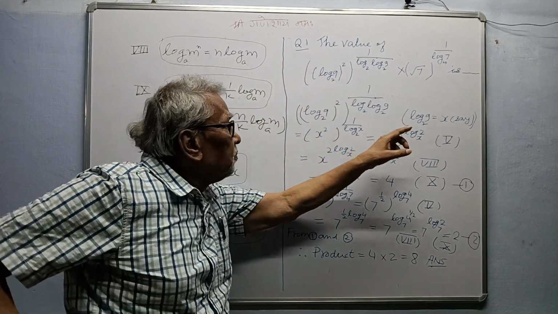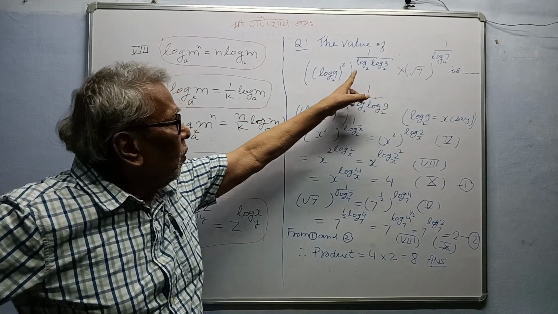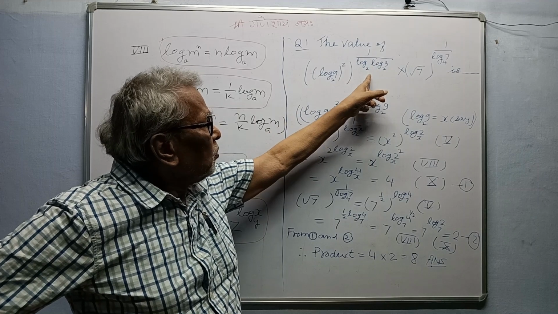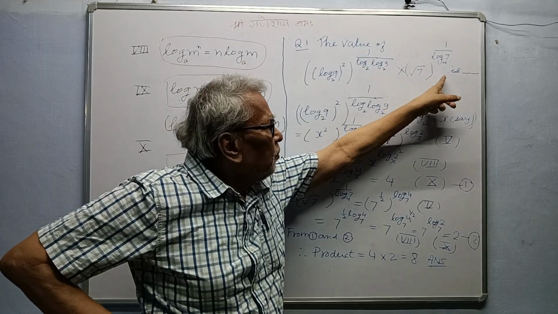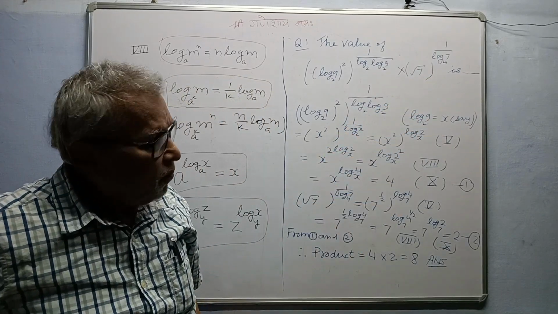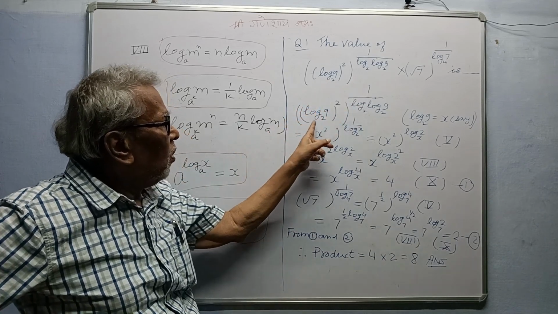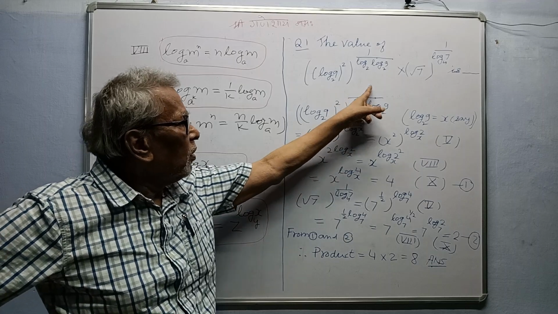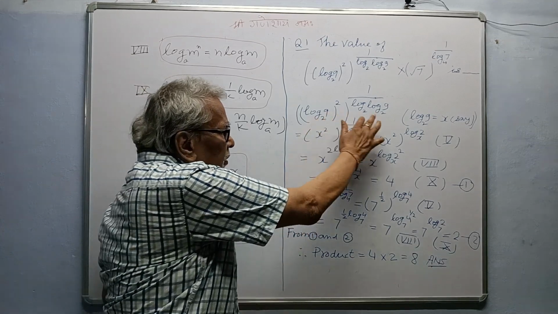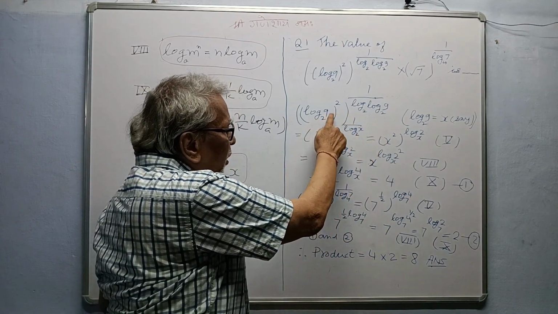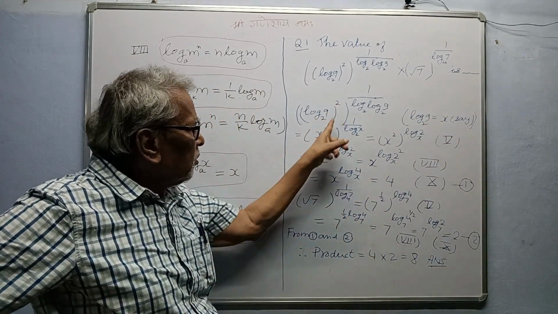The value of log 9 to the base 2 whole square, whole to the power 1 by log base 2 log 9 to the base 2, into root 7 to the power 1 by log 7 to the base 4. First we will solve this. So log 9 to the base 2 whole square into 1 by log 9 to the base 2. This seems very complicated. First of all, log 9 to the base 2 is equal to x. So this becomes x square.